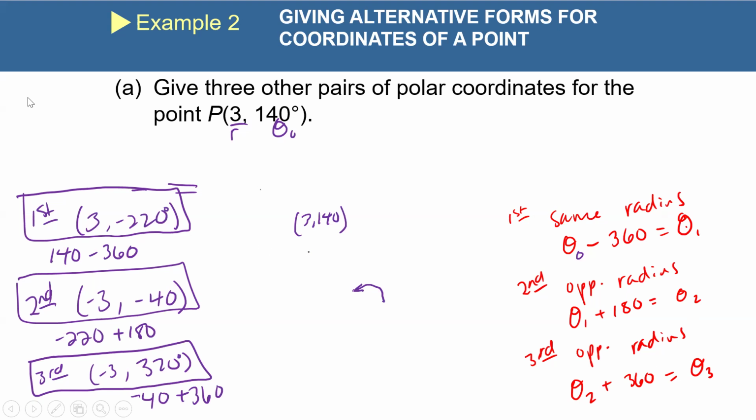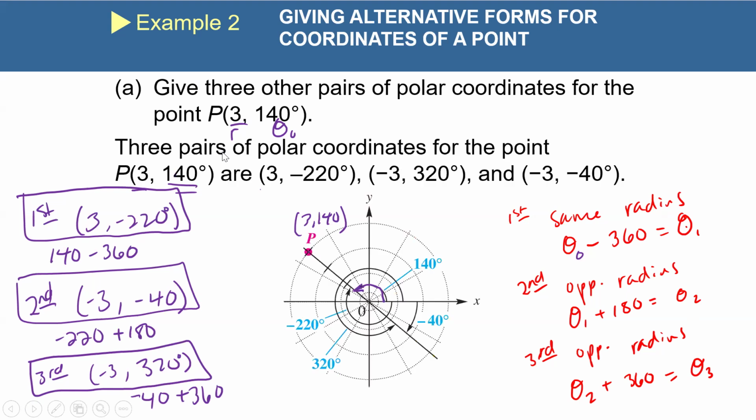Ready? So our given r is 3 and our initial theta is 140. To find the first one, to get from our 140, we're going to subtract 360. When I subtract 360, I end up with negative 220. So these are my two smallest values, in a sense, between negative 360 and positive 360.